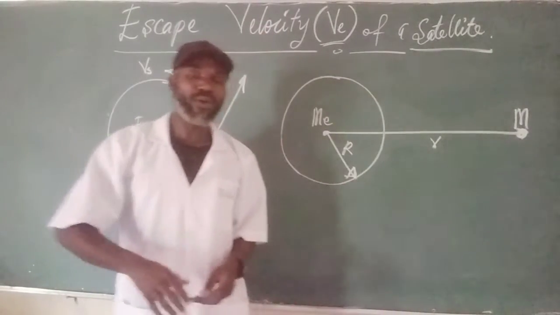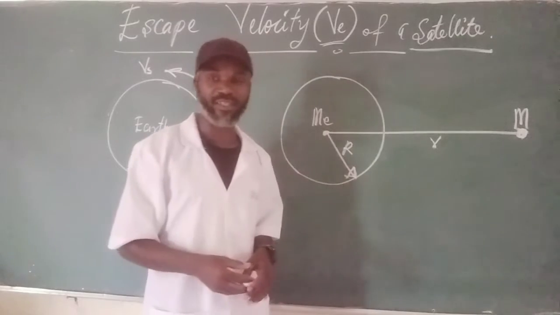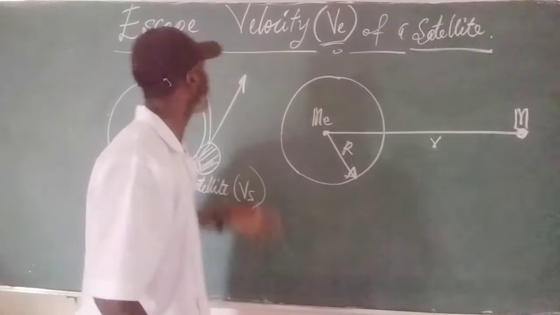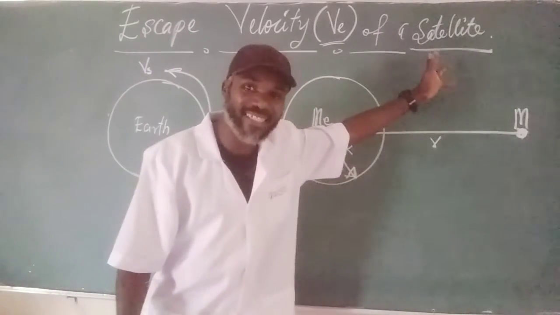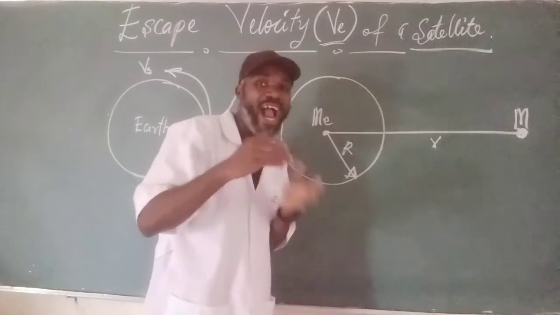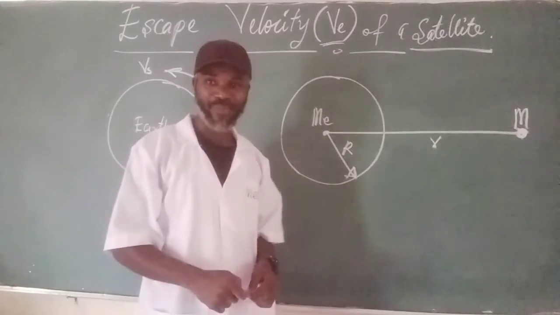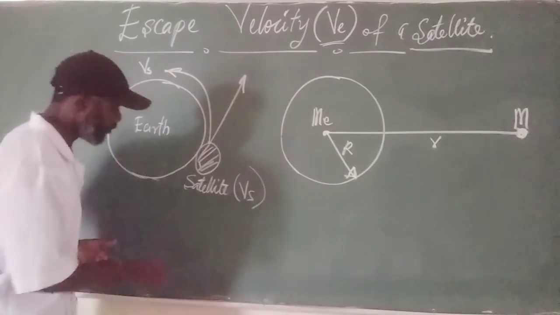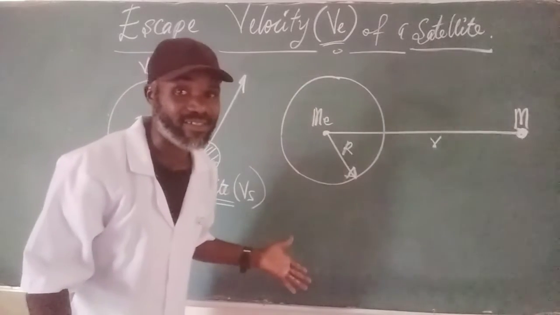For a small body to leave the gravitational pull of the Earth, we must estimate the escape velocity of that body, be it a satellite or any object revolving around another astronomical body. So what do we need to do? We need to understand something. We are using these two diagrams to illustrate that.